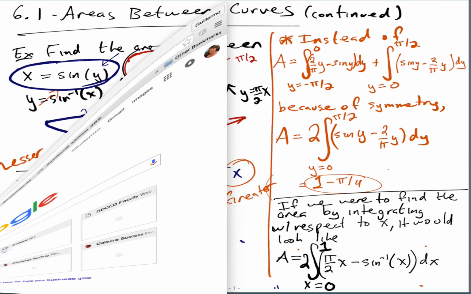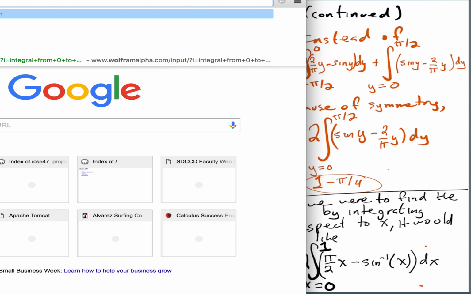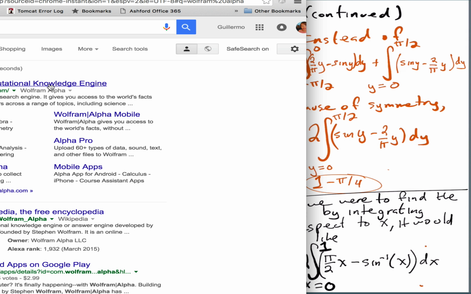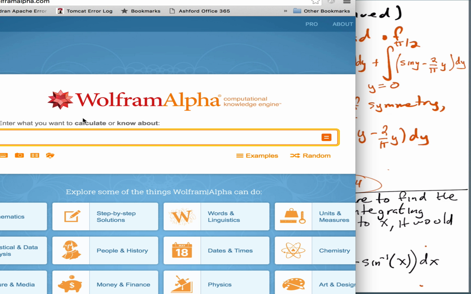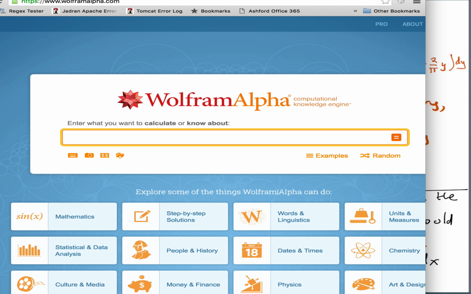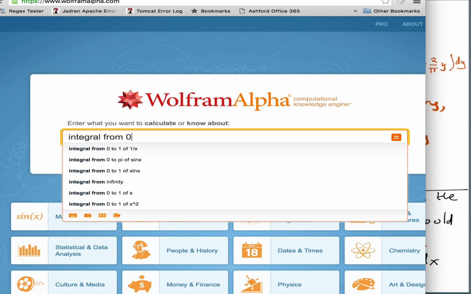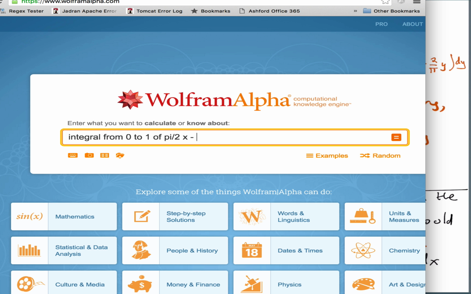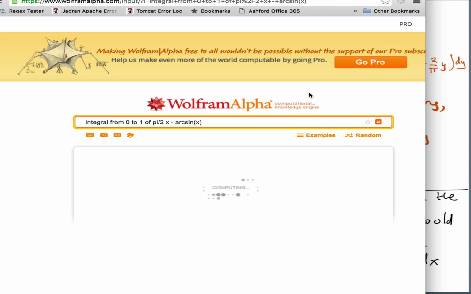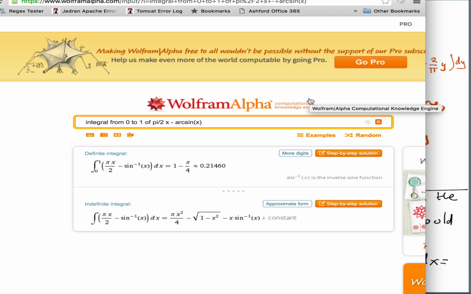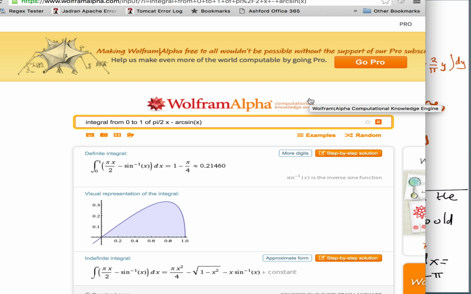And let's just verify that that actually is the same, just for me to prove to you guys that it is. Let's ask Wolfram to do it for us. So it was the integral from 0 to 1 of pi over 2 x minus arc sine of x. And we should get 1 minus pi over 4. Is that 1 minus pi over 4? It is, right? 1 minus pi over 4. So exactly the same thing.